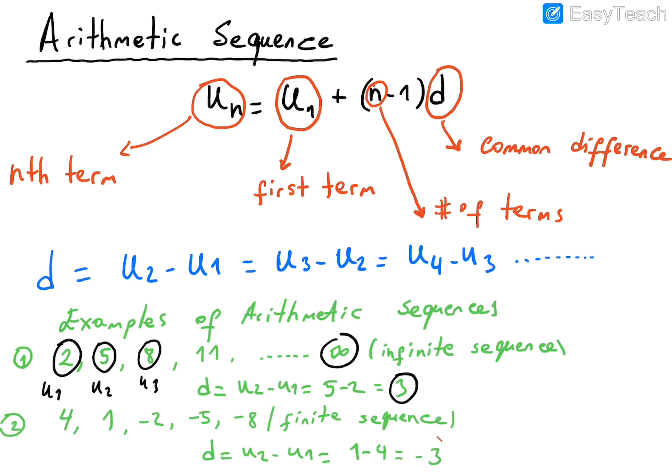Okay, so let's look at the second one. In this case we have a finite sequence because I have the last term and the first term. This one is u1, my first term, and this one is my last term. You can find d by u2 minus u1, which will give you minus 3. Okay, the next 5 examples show you how to use the general term formula to answer different types of questions.